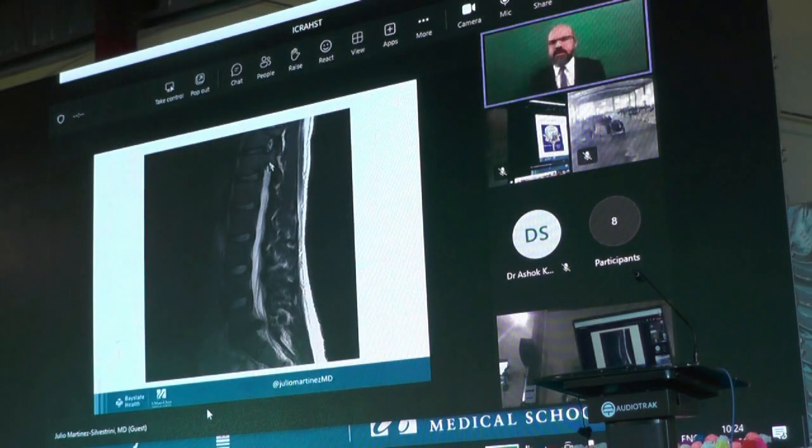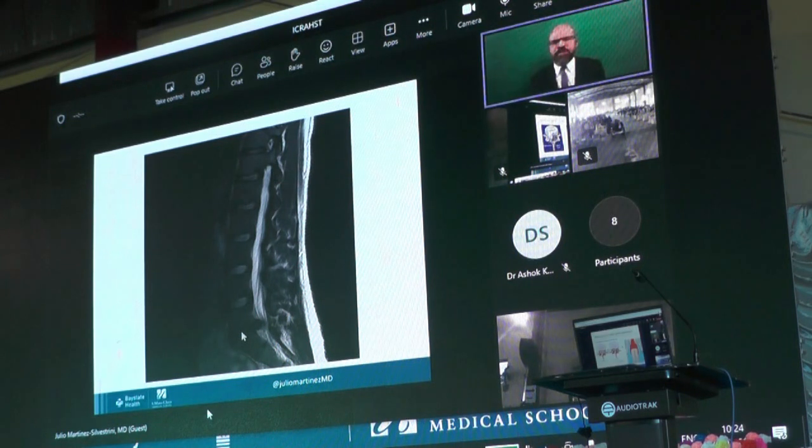You can see a normal disc. It has a hard annulus fibrosis with a soft, bright nucleus pulposus. Here on this disc, you can see that this is degenerated. It's not white in the center. And you can see that this is herniating posteriorly, compressing this nerve root here.